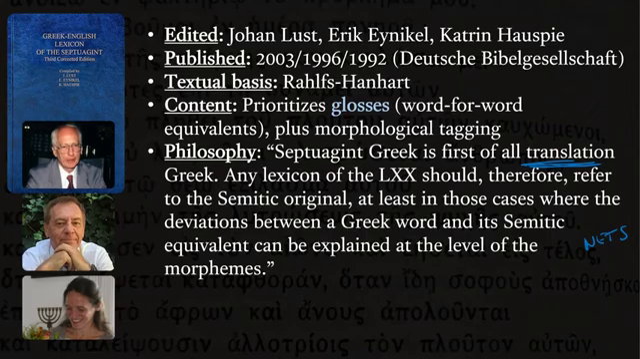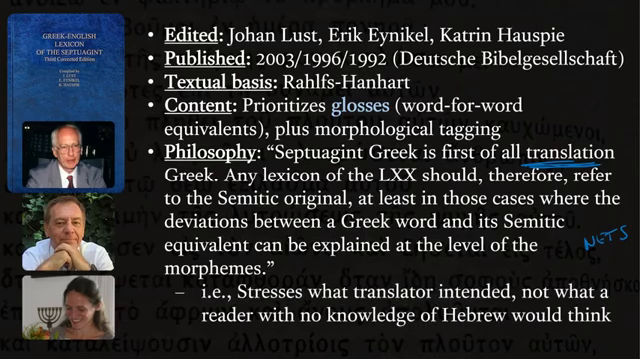Now, to be clear, Lust, Eynikel, and Hauspie don't go all the way in that direction. They are often quite sophisticated in how they are also interacting with other Greek type things and not simply giving us a heavily Semitic slant on the definition. They're trying to balance a lot of those different considerations, but they do admit that they are going to place relatively heavier weight on what the Hebrew would be. So they're going to stress at the end of the day what a translator intended, knowing the Hebrew that they're working from, and less what a reader who doesn't necessarily know Hebrew in Alexandria or wherever would think.